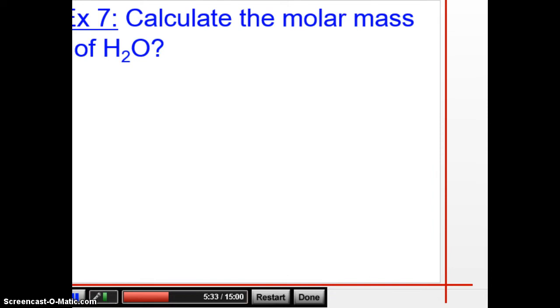We can also do some calculations like finding the molar mass of H2O. Well, if we look up hydrogen, it weighs 1. And there are 2 hydrogens, so we can say that those 2 weigh 2. And then if you find oxygen's mass, it weighs 16. So we add that up, and together the molar mass of water is 18 grams. So 1 mole, or a handful of H2O, weighs about 18 grams.